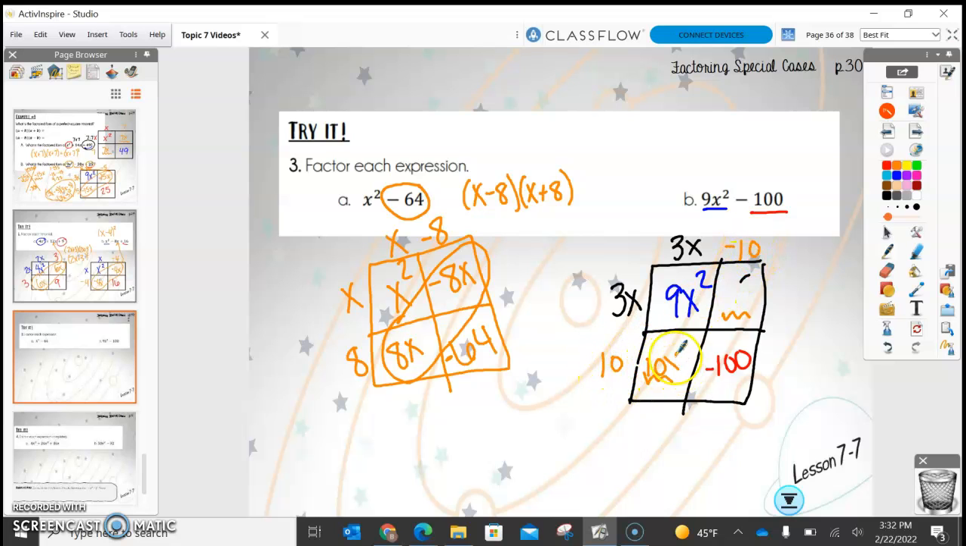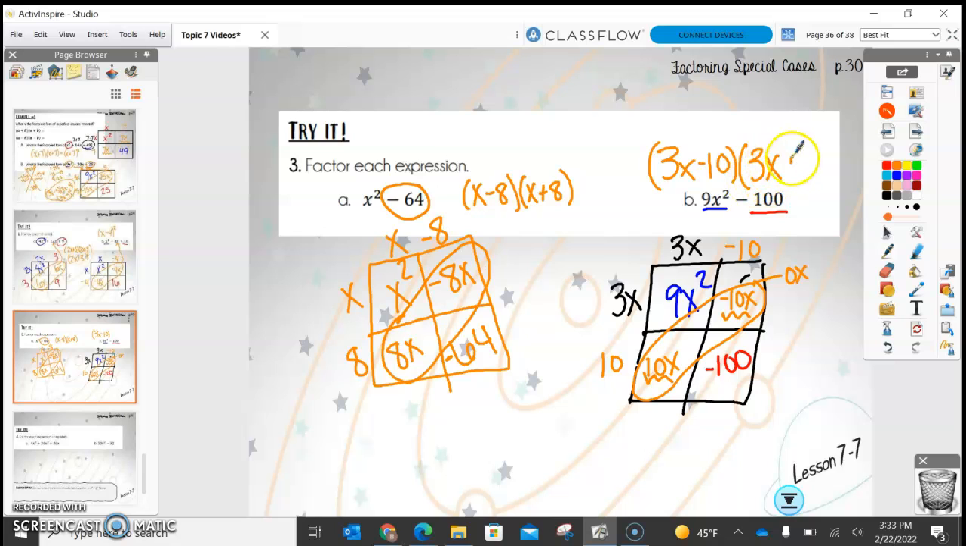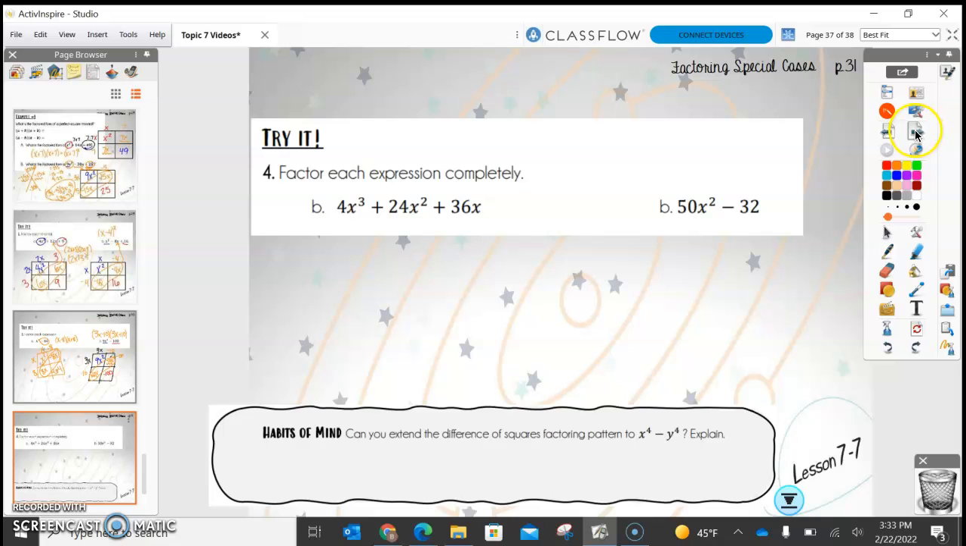Well, that would mean 10x is here and minus 10x is here. They would cancel out when I add them together to make 0 x's. And I don't want any x's, and I still get my negative 100. So 3x minus 10 times 3x minus 10, or 3x minus 10 squared. Nope, just kidding. 3x minus 10 times 3x plus 10. Wrong pattern there. That would be my factored answer.